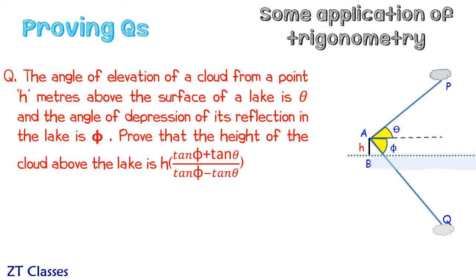You have to prove that the height of the cloud above the lake is this. For that we'll join the cloud and its reflection, and this line is perpendicular to the line of sight, and you have to find the height of the cloud. Here the height of the cloud is PN. Let's take it as x, and by the property of reflection NQ will also be x. So we have to prove that x is equal to h times (tan phi plus tan theta) upon (tan phi minus tan theta). Let's see the solution.